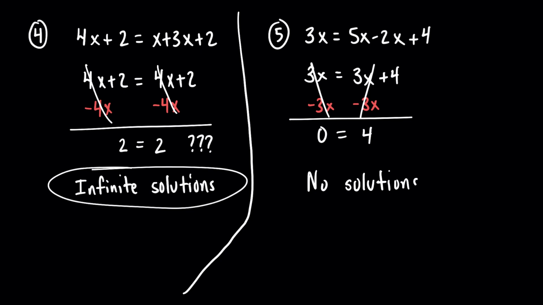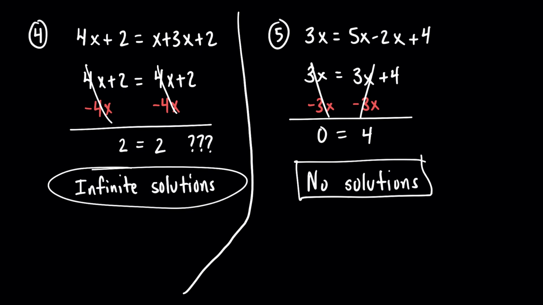Because it doesn't matter what I plug in for x, it's not going to work. And you can kind of see why that is. When we simplified it the first time, we got 3x is equal to 3x plus 4. How could something be equal to itself plus 4? That just doesn't make any sense. There's nothing that would make that work.